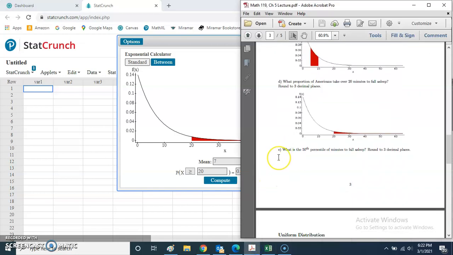We can even answer part E in StatCrunch, right? In part E, you have to solve the equation. It's like you're working backwards, right? When you get a percentile question, what is the 50th percentile of minutes to fall asleep? So we're trying to find a number of minutes that would cut off the bottom 50% of the population, going up to a certain number of minutes to fall asleep on average. We can do that here.